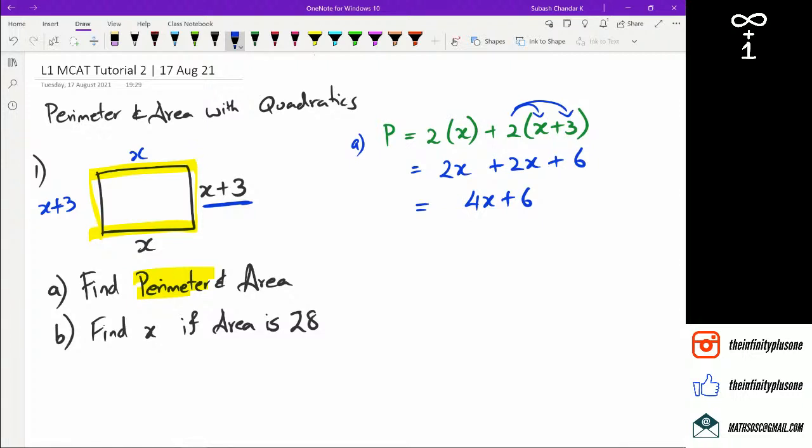Perimeter is just adding up all your sides together. Over the last couple of years, they don't give you simple shapes like this. They give you weird L-shaped questions, which we'll do later on in this session today. So if we're okay with how I found the perimeter, then we can move on.